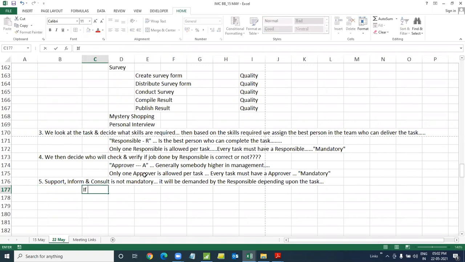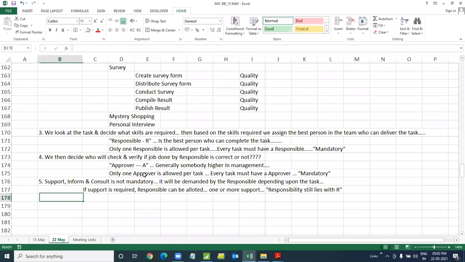If support is required, responsible can be allotted one or more support, but responsibility still lies with R. Responsibility doesn't change.